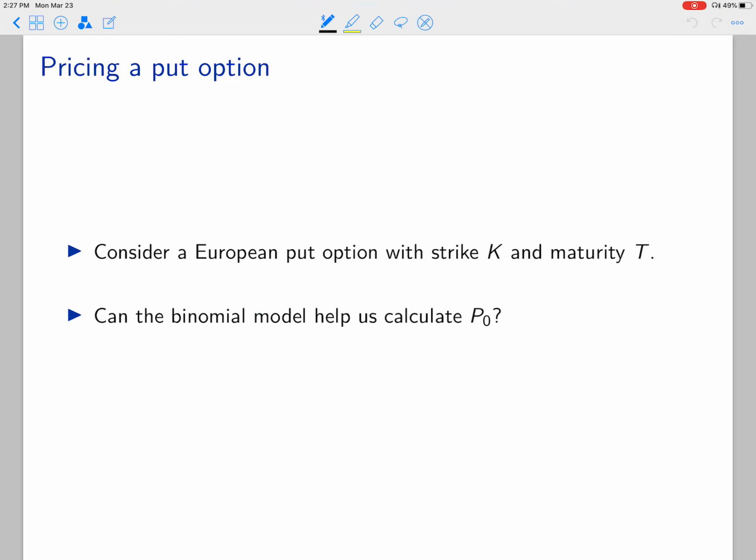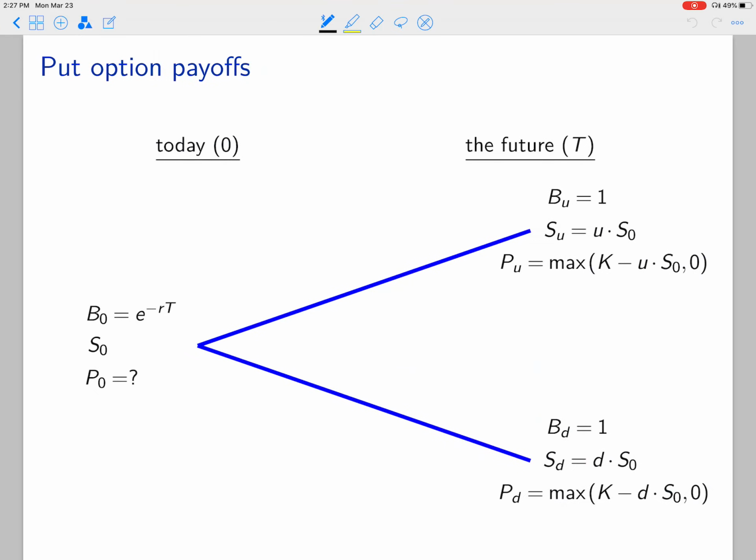So consider a European put option on our non-dividend paying stock S. The strike of the put option is given by K, and the maturity of the put option is date or year T. Our goal is to calculate the price, P0, of this European put option, and we will do so using the binomial pricing model again. Okay. Let's start by adding the put option to our binomial model.